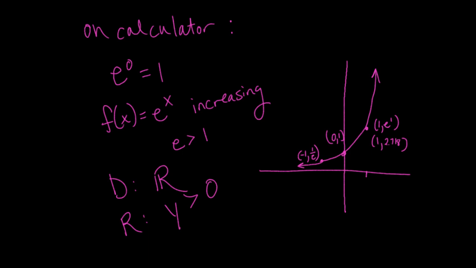If you input 1, you get e to the 1, that's around 2.718. So when you're graphing this, the only real point that you know is 0, 1, right? And you do know that as x approaches negative infinity, the graph is approaching y equals 0, that horizontal asymptote, and for x greater than 0, the function is increasing at a rapid rate.